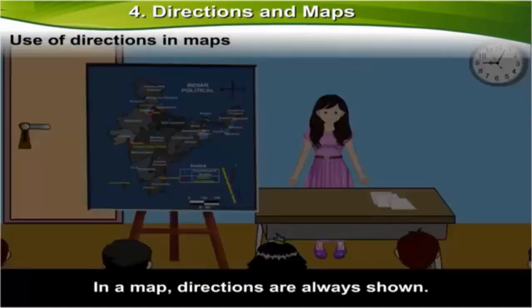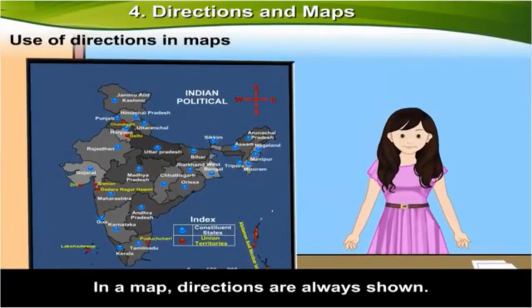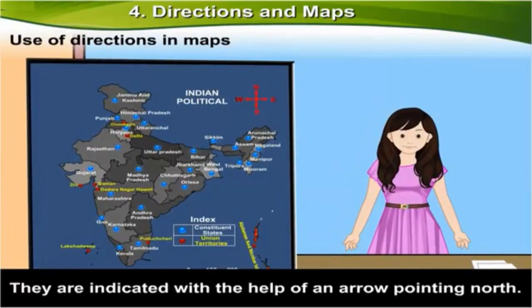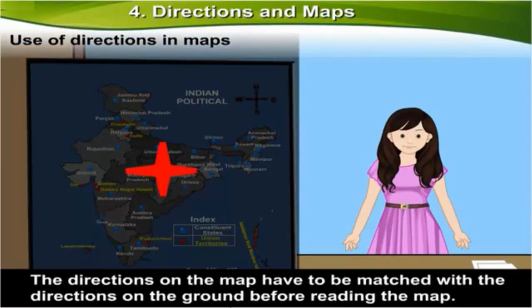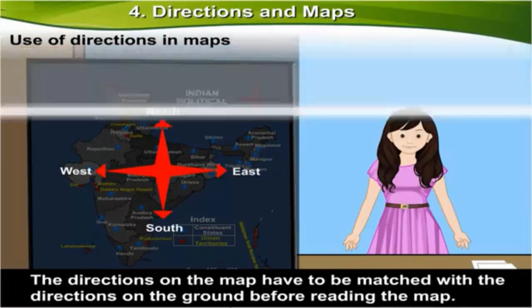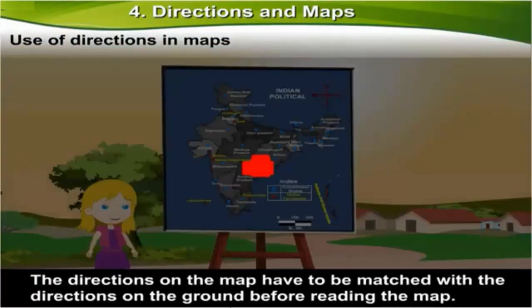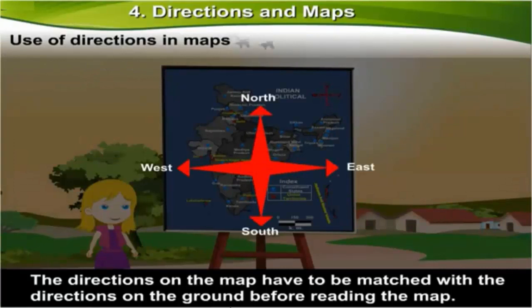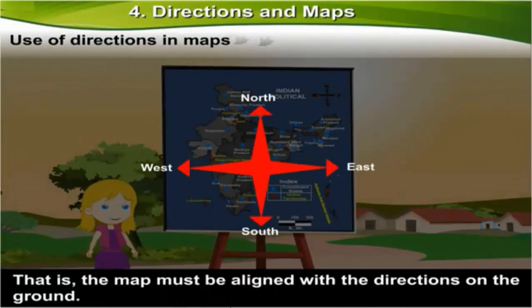Use of directions in maps. In a map, directions are always shown. They are indicated with the help of an arrow pointing north. The directions on the map have to be matched with the directions on the ground before reading the map. That is, the map must be aligned with the directions on the ground.